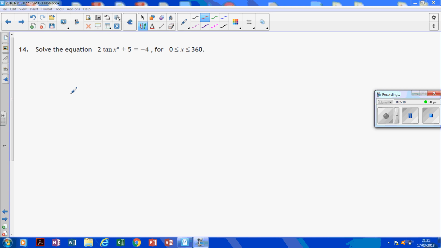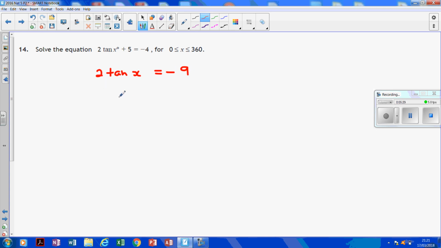We're now going to solve a trig equation. So 2 tan x plus 5 is minus 4. So the first thing I want you to do is get rid of that plus 5. To do that, we take 5 away from both sides. So when I take 5 away from that side, I'm left with 2 tan x is equal to minus 4 minus another 5, which is minus 9.